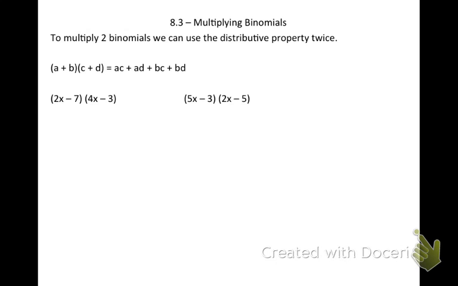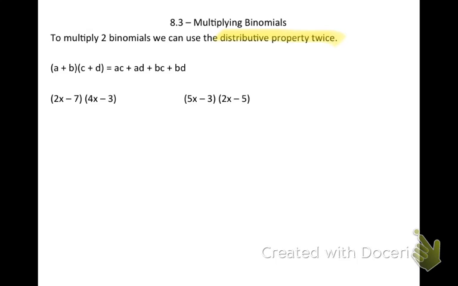Okay, today we're going to be talking about multiplying binomials. This can actually work with multiplying any number of polynomials, but mostly we'll work with binomials times binomials, sometimes multiplying binomials by trinomials. So again, the easiest way to do this, the book shows you a number of ways. The easiest way is just use the distributive property twice.